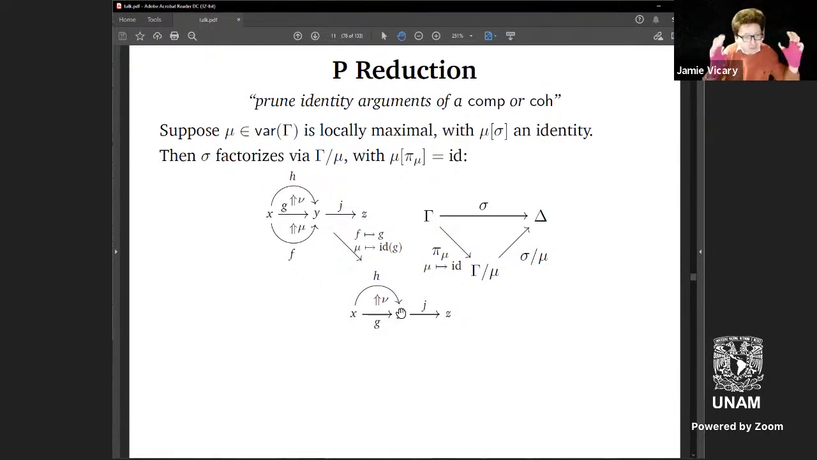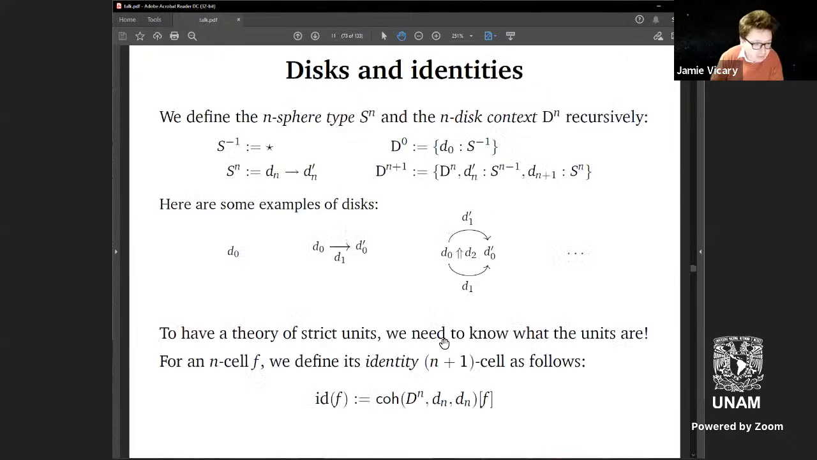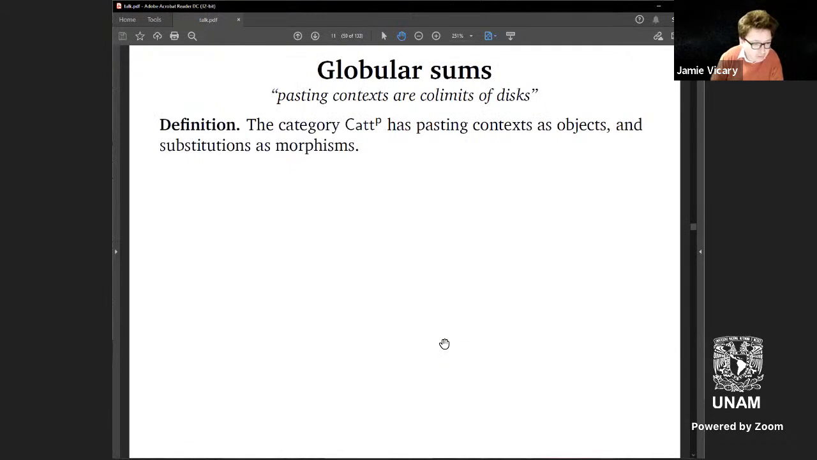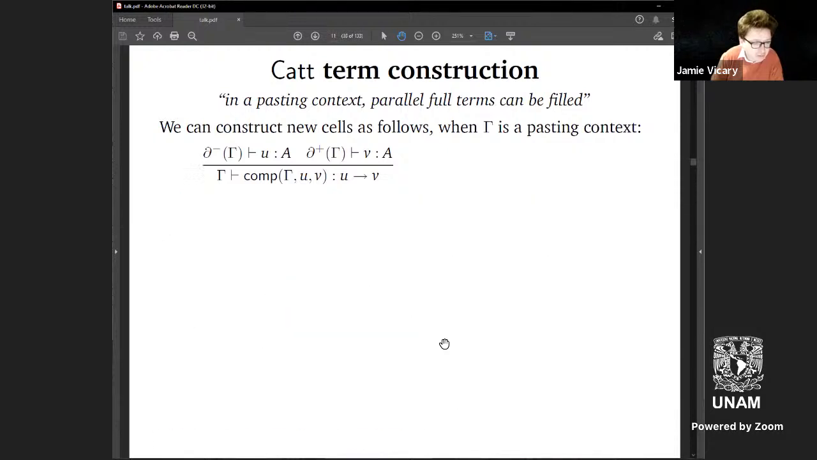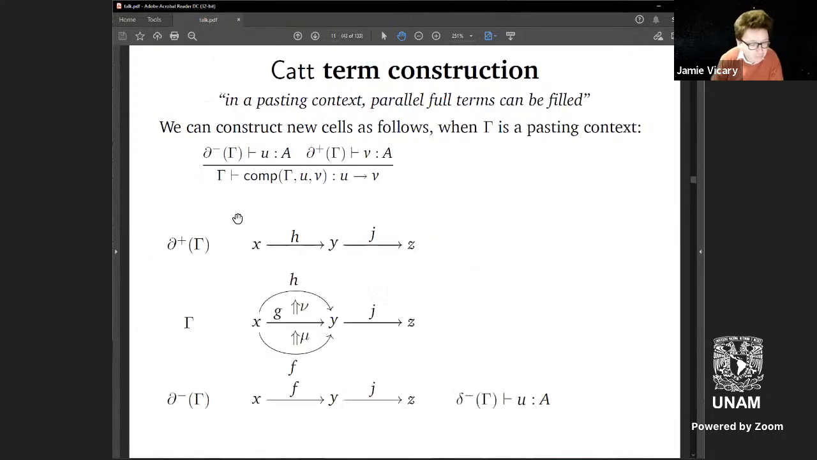Right? This is the wow moment, the only wow moment of the whole talk. So I hope you're feeling the wow, okay? So just to say it again, if we've got a strict functor that could do any crazy stuff, but in particular it sends mu to an identity, sigma must factorize through pi mu, which is this really silly functor that all it does is send mu to an identity and nothing else. Okay. And we call this pruning, because the intuition, on the level of the Batanin tree, is that we've clipped off this whole branch. That's why we call it pruning.